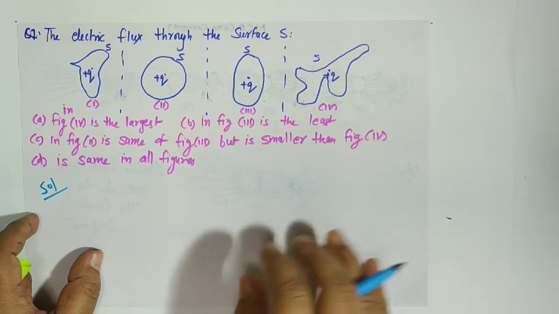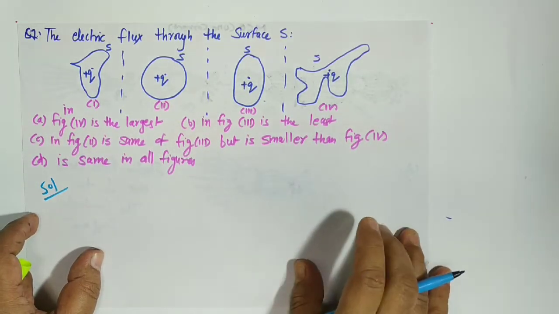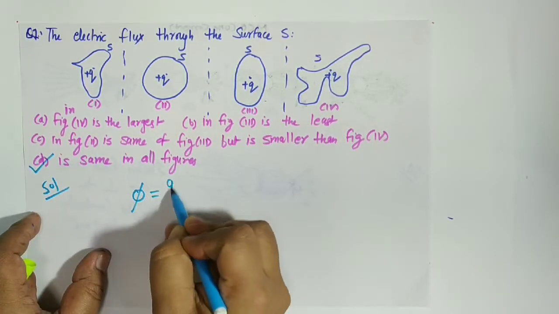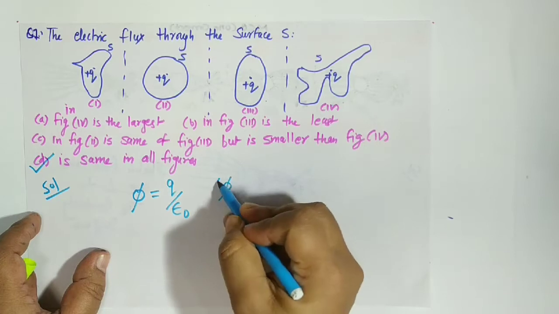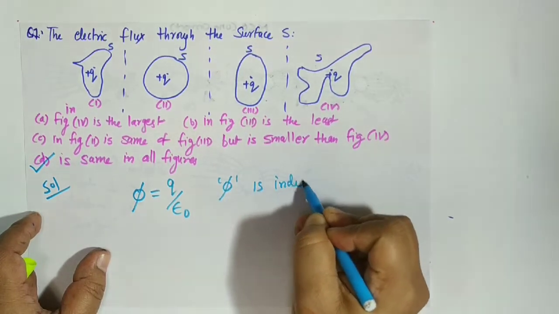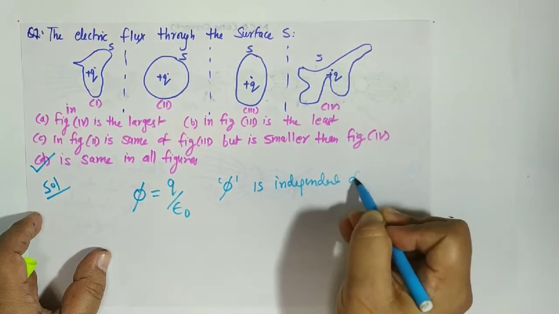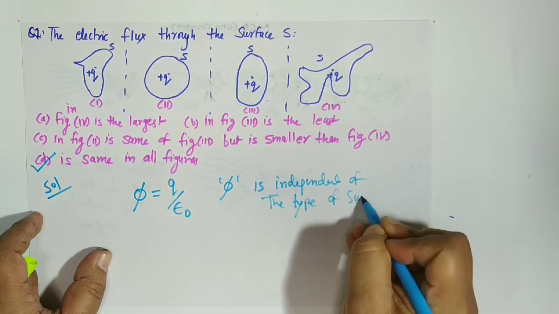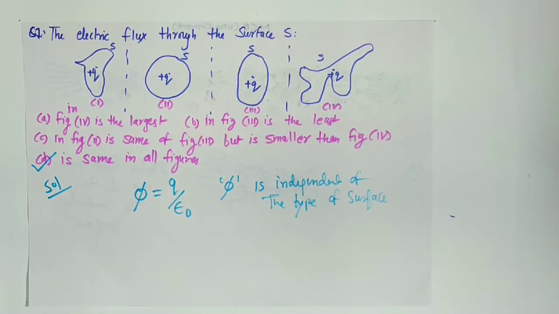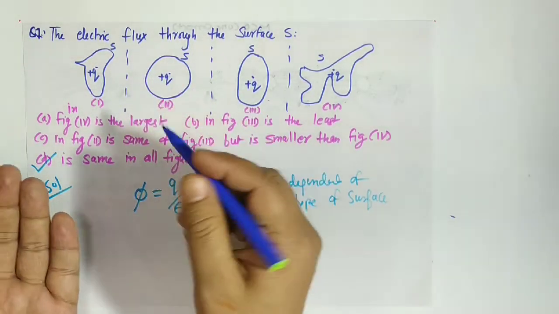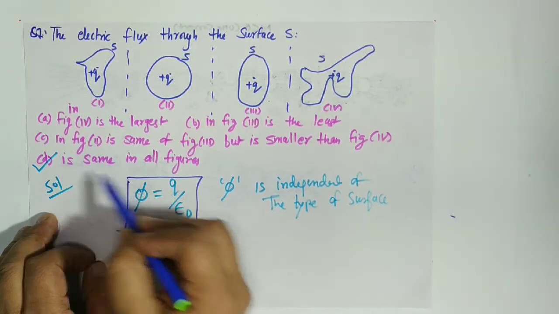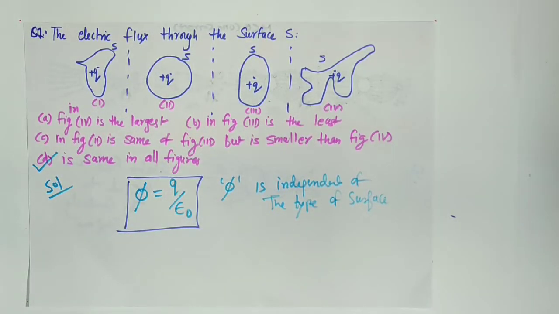Now I think this question is again from the NCERT Exemplar and very simple. The answer will be the same. Why? Because flux, do you know, is Q by epsilon naught. Flux is independent of the type of surface. Got it? So flux basically is Q by epsilon naught. It may be a cube, it may be a sphere, it may be any shape. Flux is basically Q by epsilon naught, so same in all figures. So this is a very easy question from Exemplar.